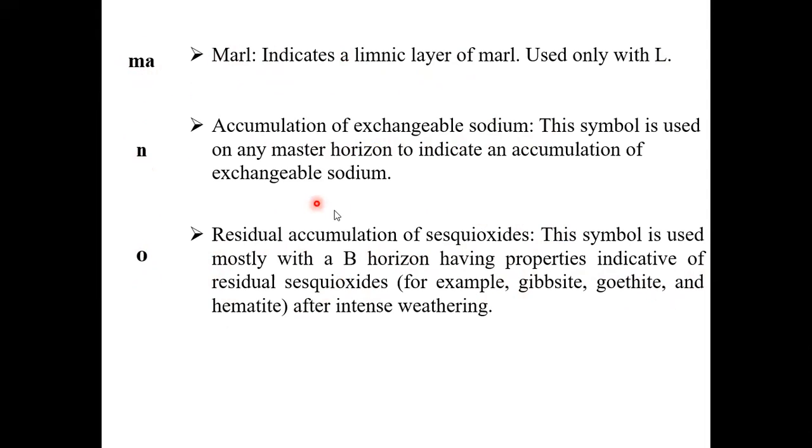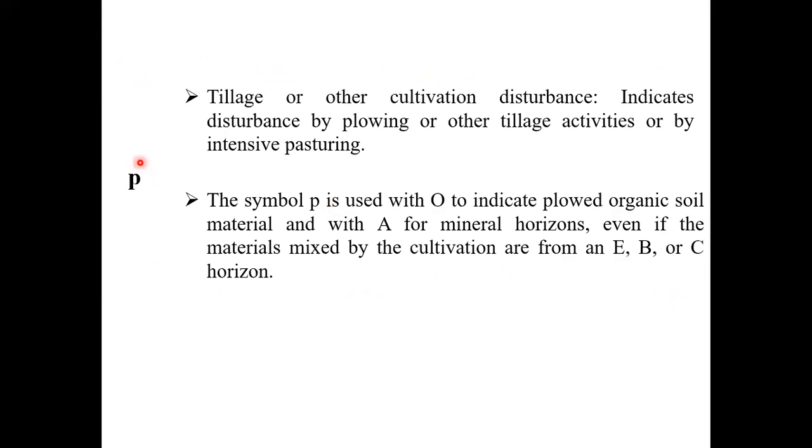So coming to the next, students, P. P is nothing but a layer or horizon formed by tillage or other cultivation disturbance, mostly by ploughing or other tillage activity. Mostly this P symbol is used with O, because usually there is organic matter and that organic matter is continuously ploughed with some top layer. Generally we give the notation OP. OP means organic soil material having some A properties. Generally in this type of cultivation practice, the layer is completely mixed. Sometimes we give it in combination with EP, BP, or CP horizons also.